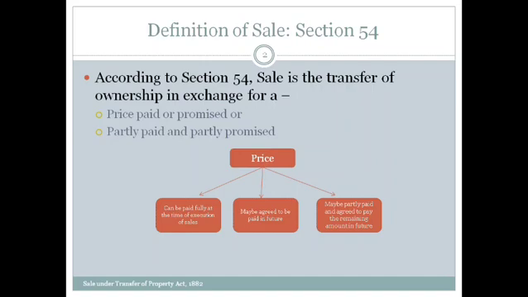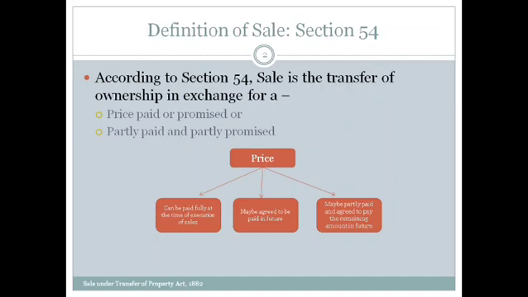So, we see that the mode of payment for sale may be as per the agreement between the seller and the buyer. A contract for sale of immovable property is the contract that the sale of such property shall take place according to the agreement between the seller and the buyer.